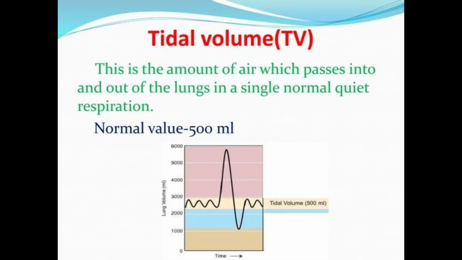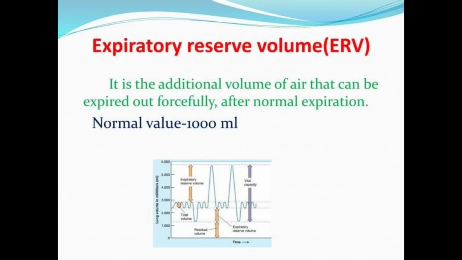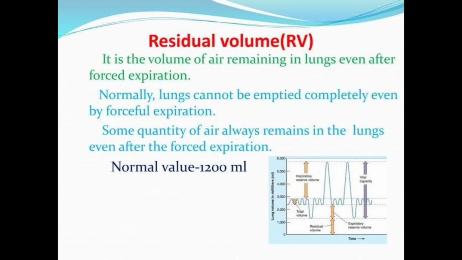Tidal volume, as I told you before, is the air that passes into and out of the lungs in a single normal quiet breath, about 500 ml. Next is the inspiratory reserve volume, the additional volume of air inspired forcefully after the end of normal inspiration, normally 3300 ml. Next is the expiratory reserve volume, the additional volume of air that can be expired forcefully after normal expiration. This volume is 1000 ml.